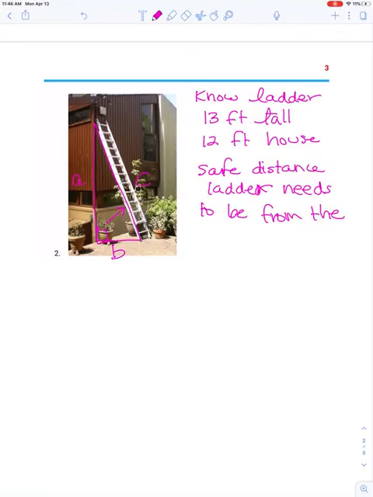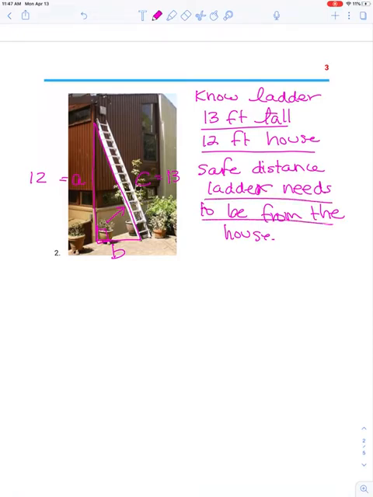From the house. Okay, so let's plug in the information we know. If we know the ladder is 13 feet tall, so this ladder is 13 feet, and we want it 12 feet high on the house. So how far a safe distance does the ladder need to be from the house?